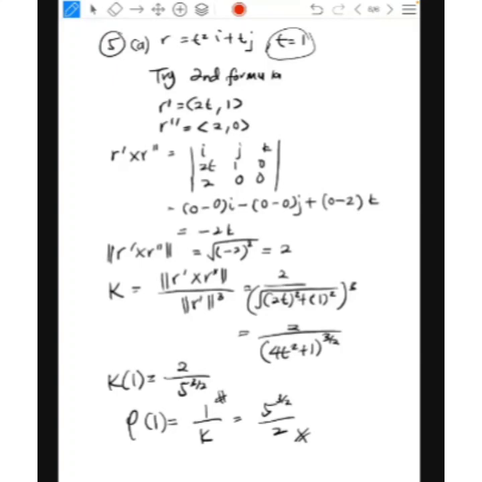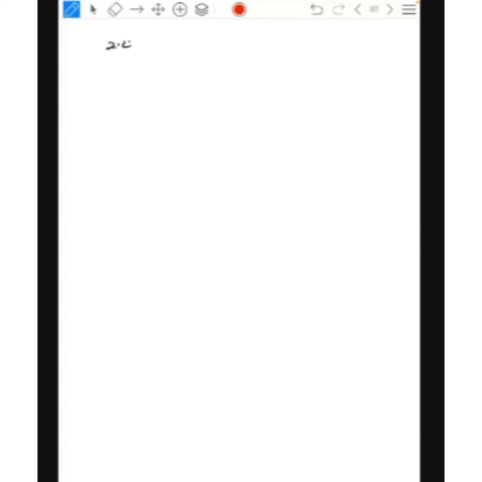Okay, if there's no question, then we go to 2.4, which is our last topic in chapter 2. 2.4 is motion in space, velocity and acceleration. So for this one, again, you have to know how to use the formula. A few questions. Alright. Okay, velocity and acceleration. Let's see question number 1.